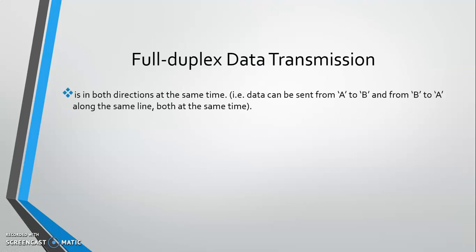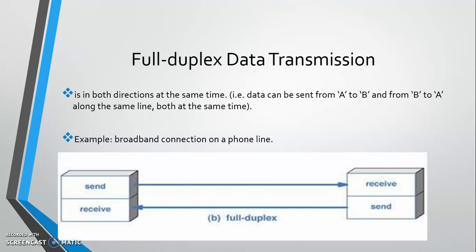Then we have full duplex. In full duplex, data transmission is in both directions at the same time. That means data can be sent from A to B or from B to A along the same line, both at the same time. Example, a broadband connection on a phone line. Now you can see user A and user B can send and receive data at the same time.